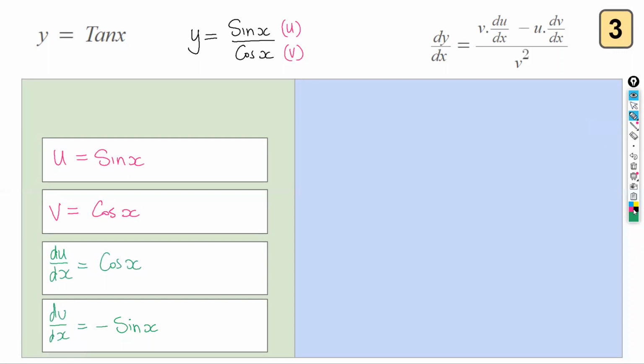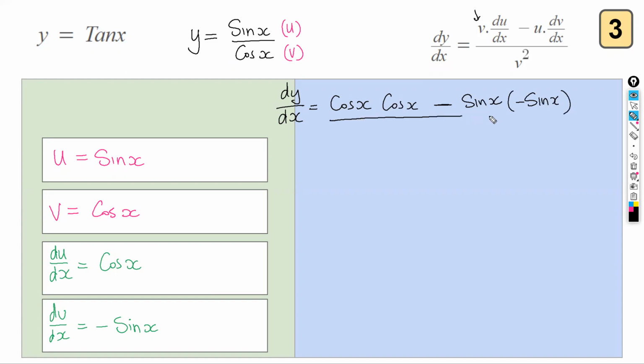So we just have to throw everything together now. dy/dx. v, let me see if I make no mistakes this time. v is cos x. du/dx is this guy here. So he's another cos x minus u, which is sine x, and dv/dx is minus sine x. And this whole thing is divided by v squared. Where's v? Cos x. So it's cos x squared.